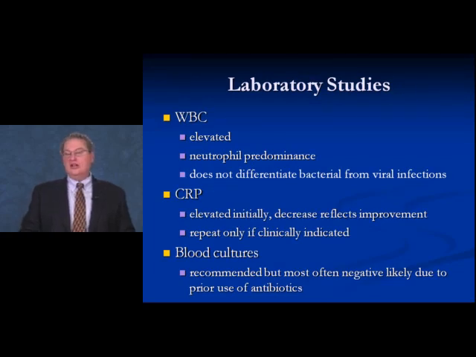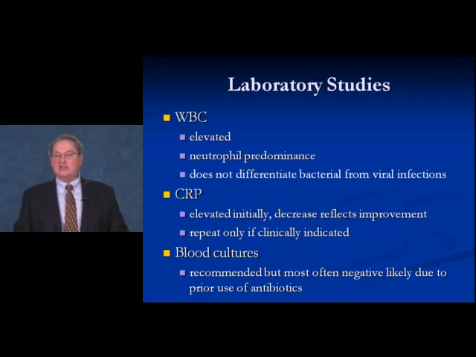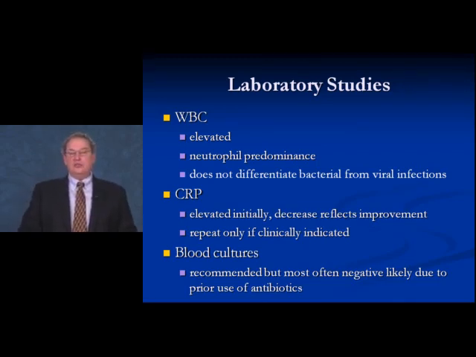So first, white blood cell count. Well, this was performed. You already found that it was elevated. If you look at the differential, she's likely to have a neutrophil predominance, but it does not differentiate between bacterial or viral infections. CRP was done in this child who appeared quite ill. It was elevated initially, but often will reflect improvement as it decreases. We recommend repeating it, and this is also, according to the guidelines, only if it's clinically indicated.